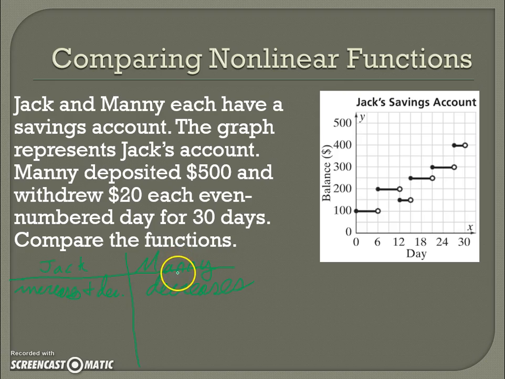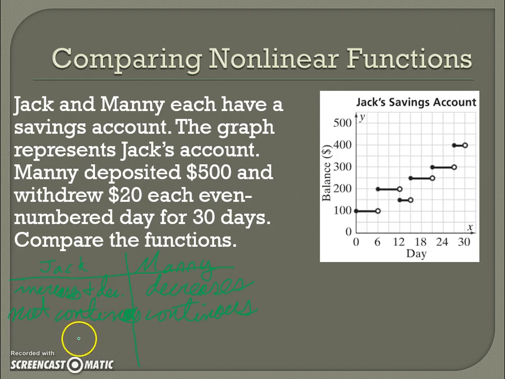Another way that we could compare this is that this one is not continuous. Notice it goes up and then down and all around in every which direction. If Manny is taking out $20 every other day, then that is continuous, which means it's the same thing every single time over and over and over. And this one is not continuous, or it's not the same thing over and over and over.